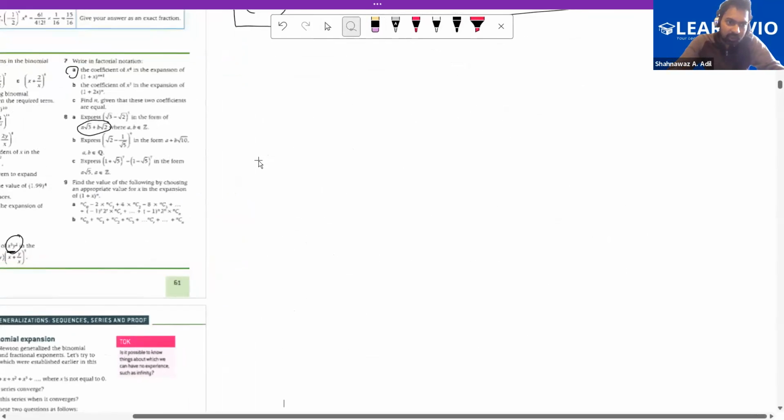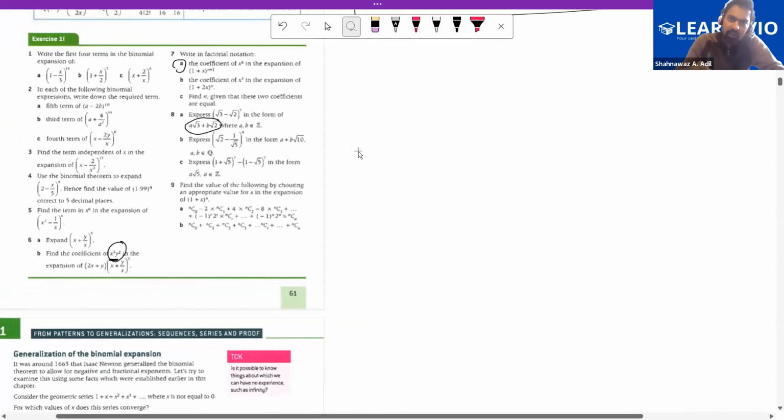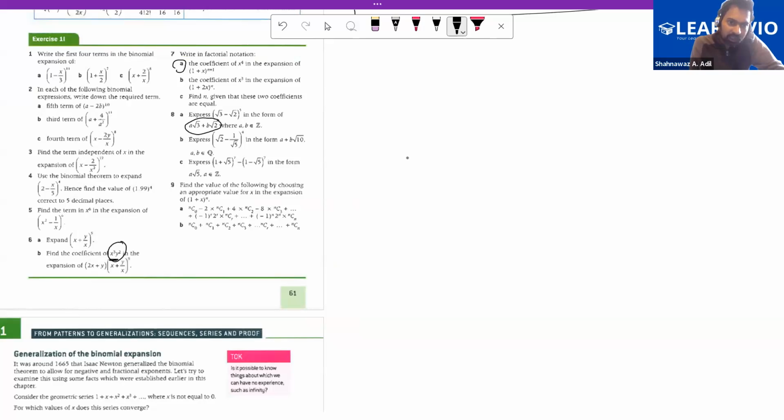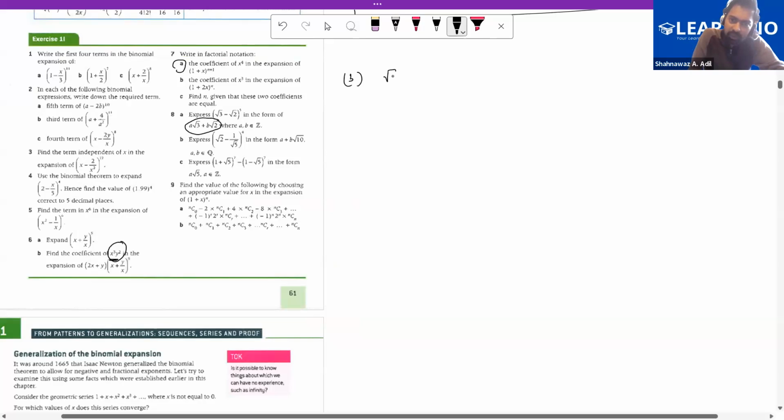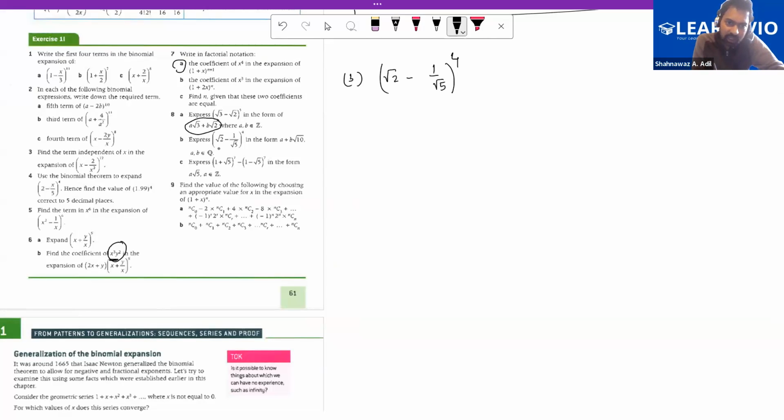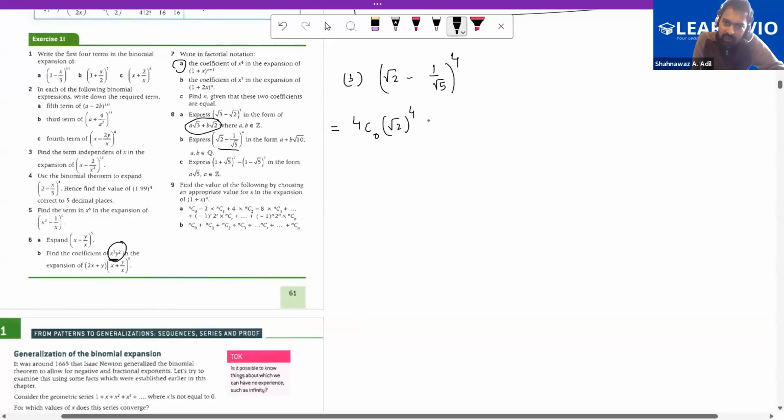Let's zoom in on this. The next question is: express root 2 minus 1 by root 5, power 4, in the form of a plus b root 10. We'll think about that later, but let's expand this first. So the expansion would be 4c0, and then root 2 power 4, and this is 1. And then 4c1, root 2 cube, and then minus of 1 by root 5 power 1. And then 4c2, root 2 square and minus 1 by root 5 square.